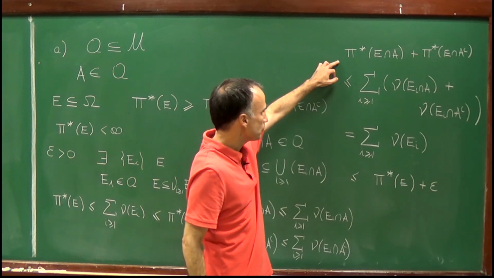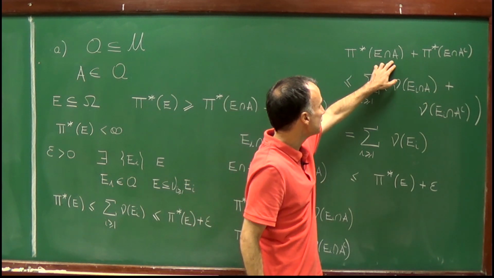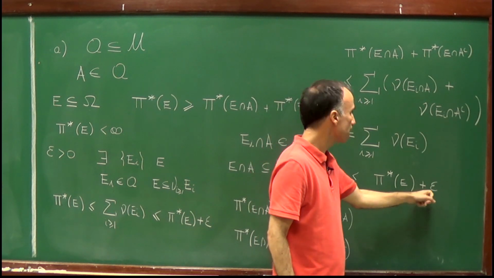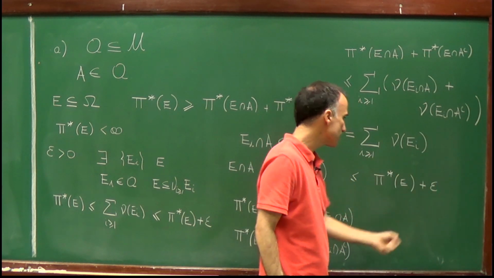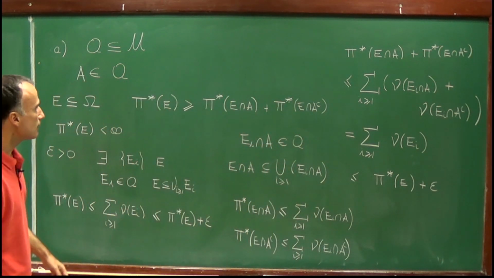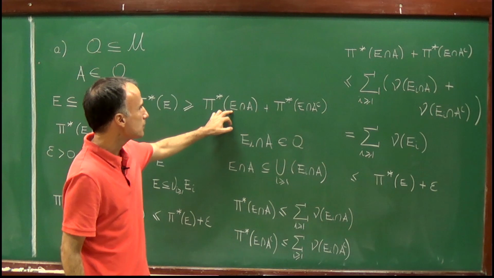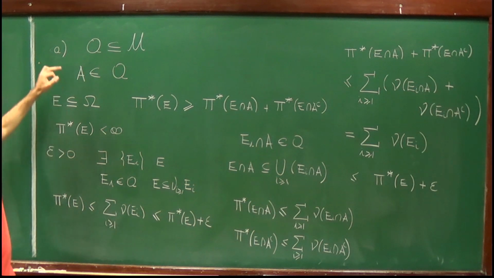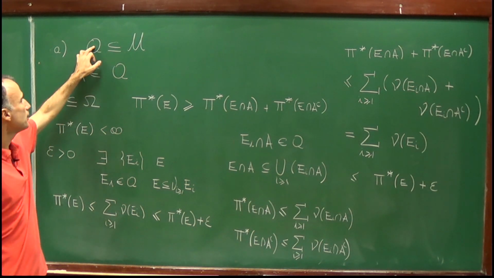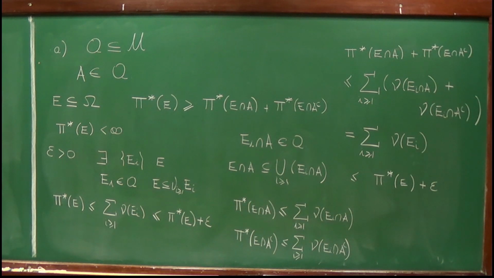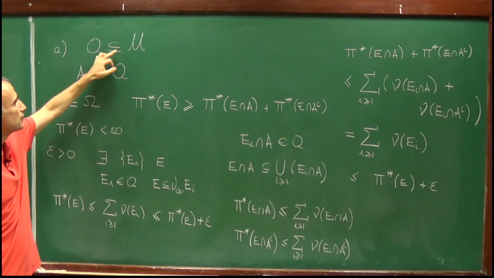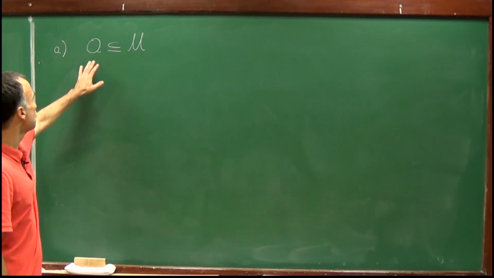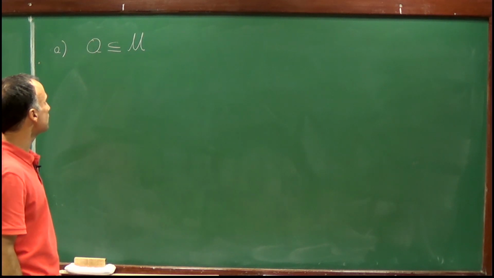So you see that we just proved that P star of E intersection A plus P star of E intersection A complement is less than or equal to P star E plus epsilon. This holds for any positive epsilon, so we can send epsilon to 0 to conclude that indeed P star of E intersection A plus P star of E intersection A complement is less than or equal to P star E, which proves that the algebra is included in M, which means that every set in the algebra is measurable. Well, we proved that every set in the algebra is measurable.